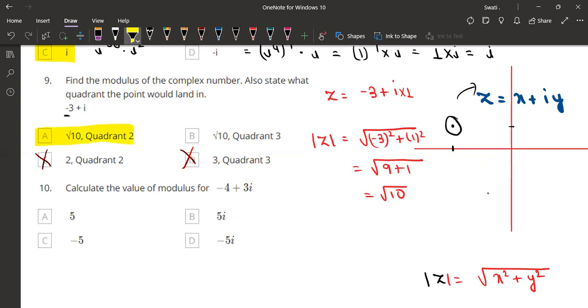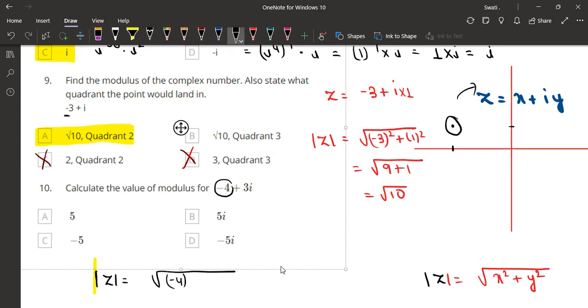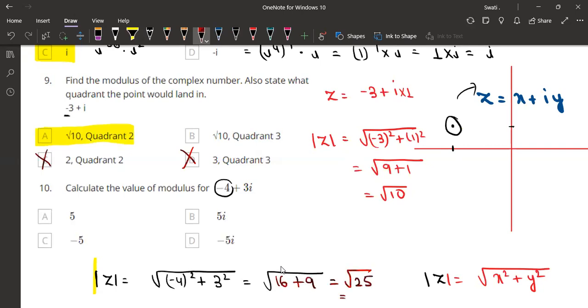All right, let's move to the last question. Calculate the value of the modulus of minus 4 plus 3i. We already know how to find the modulus. So if it is mod z, it will become root over x square plus y square. What is x here? Minus 4. So minus 4 square plus y, which is 3, so 3 square. Minus 4 square is 16, and 3 square is 9, so this is root over 25.